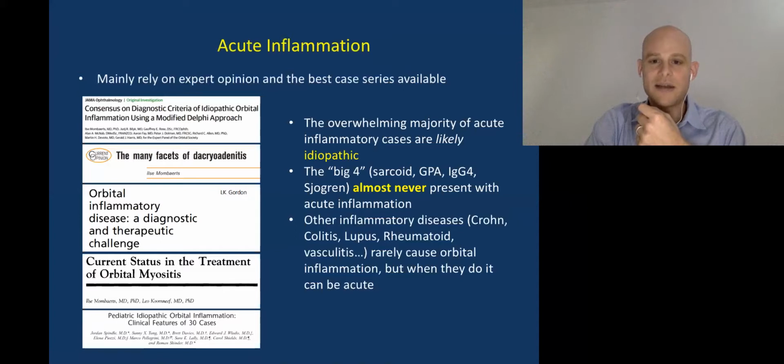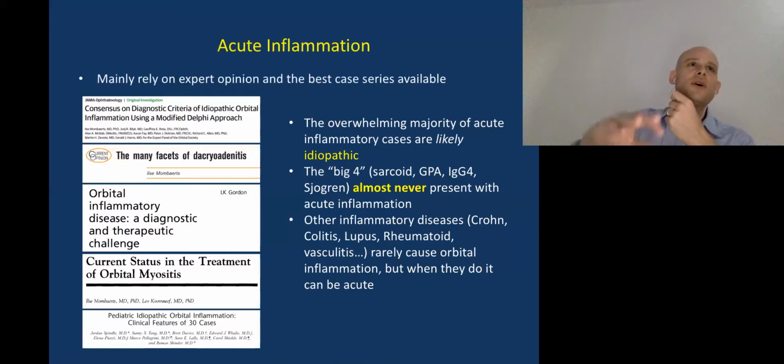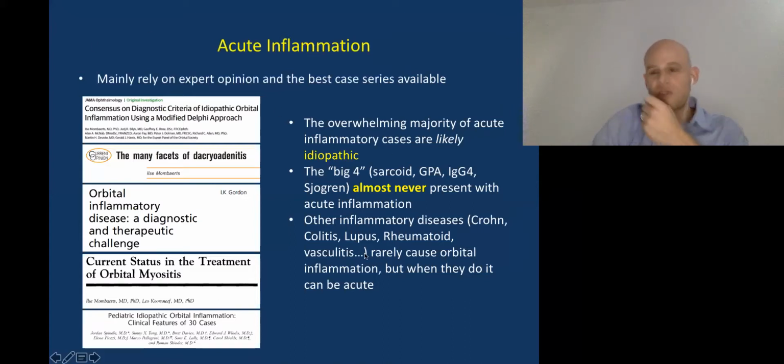And lastly, the other inflammatory diseases like Crohn's, colitis, lupus, all of these other things, they can rarely cause inflammation of the orbit, but when they do, it can be acute. So those are important points. If somebody walks in with acute inflammation, you've walked through your differential, you've put infection very, very low on the list, then I sit in front of this patient and I say to myself, well, it's acute, so it's likely idiopathic. It is almost surely not any of the big four, but it could be anything else. So that's an important point.